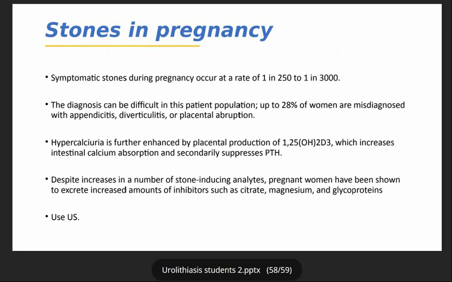Finally, we'll speak about stones in pregnancy. So diagnosis can be difficult, as we mentioned, because the pregnant woman will come with pain. You don't know, is it appendicitis, diverticulitis, or related to the placenta. And the pathophysiology behind stones in pregnancy is the placenta producing 1,25 vitamin D, which increases intestinal calcium absorption. So as I mentioned before, we have to use ultrasound and we have to avoid X-ray or CT scan.